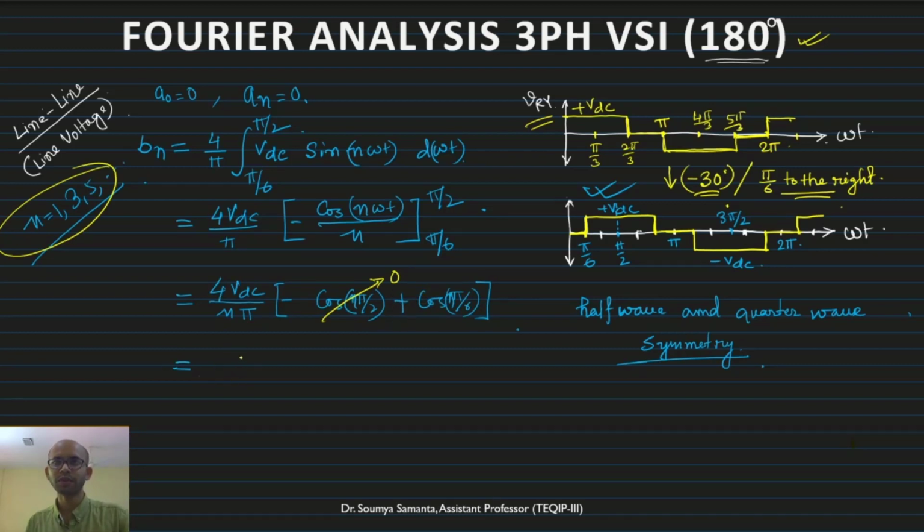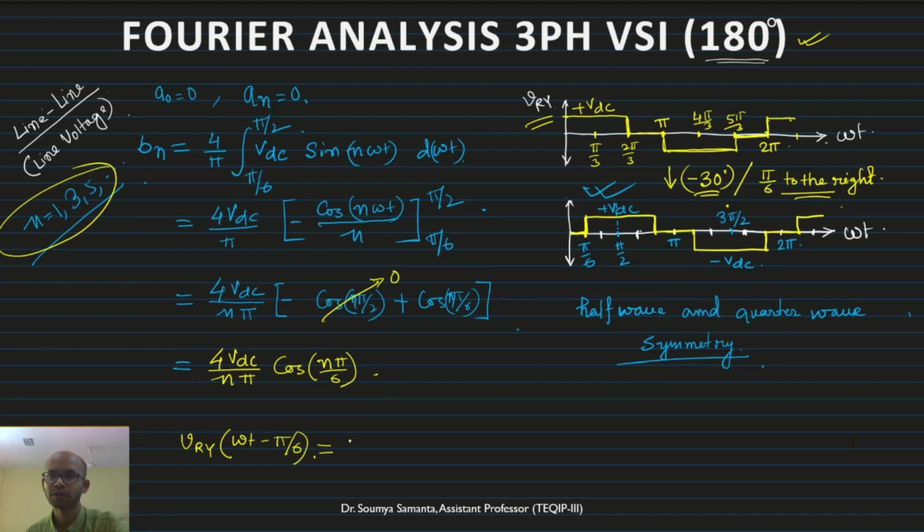So what is the final expression? We will get 4 VDC by n pi cosine of n pi by 6. This is the Bn expression. Now what will be the final expression? That is VRY, that is omega t minus pi by 6, as the waveform is shifted right. So therefore this is minus pi by 6.